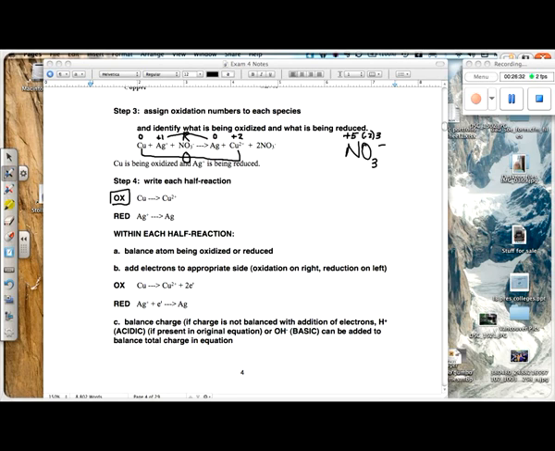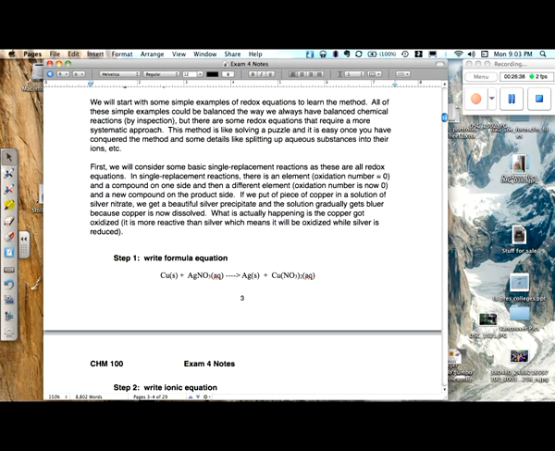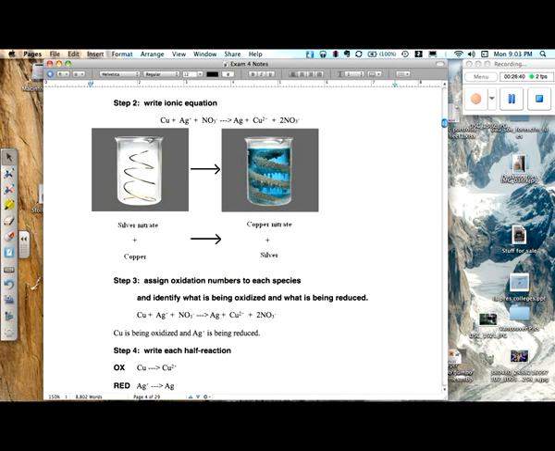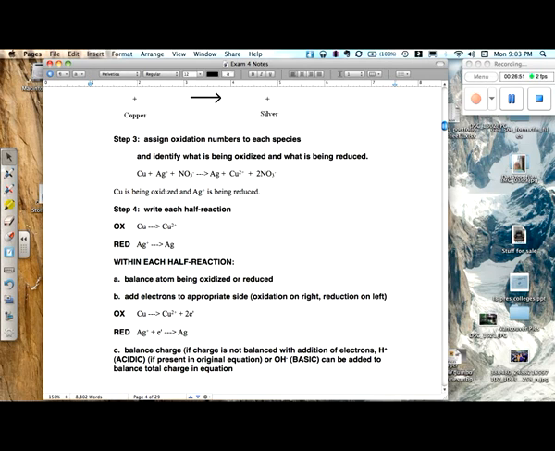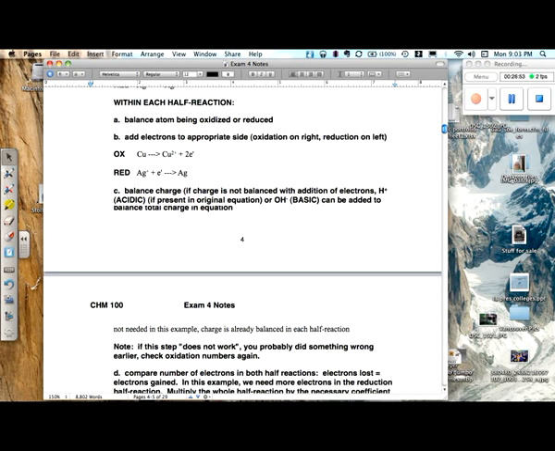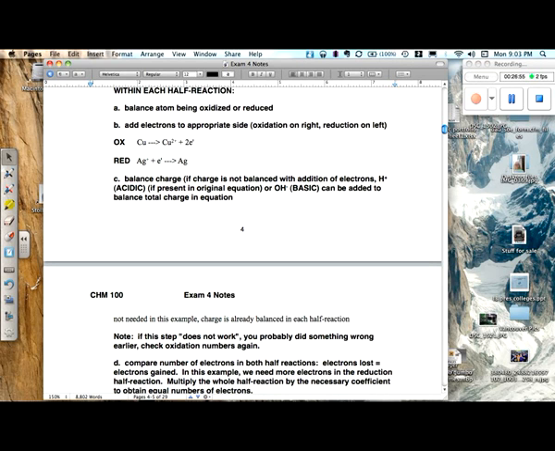All right, so what have we done so far? Let's summarize the steps. Of course, write your equation. That's your first step. Step two, if you can write it in ionic form, do so. It'll make things easier. Step three, assign oxidation numbers. Step four, split into half reactions. Now, once you have the half reactions, this is where all the balancing occurs, in the half reactions.